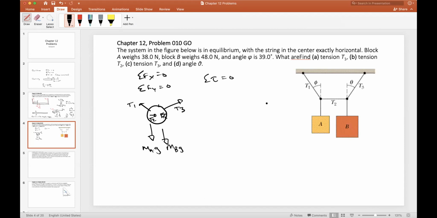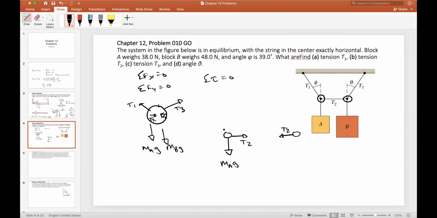If it's in equilibrium, then it's got to be in equilibrium about every point. And we can actually take it in equilibrium here and here. So let's put a boundary around there and look at that. That one is going to have MAG and T2. And this one over here is actually going to have T2 as well. They're internal tensions, so they're going to disappear. But for now, write them.